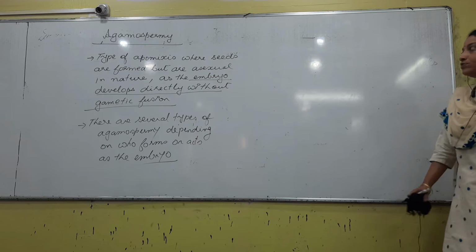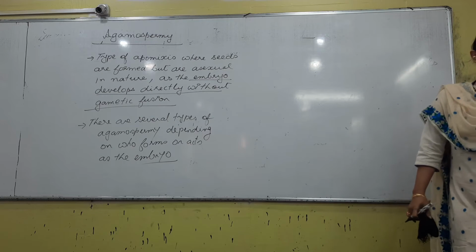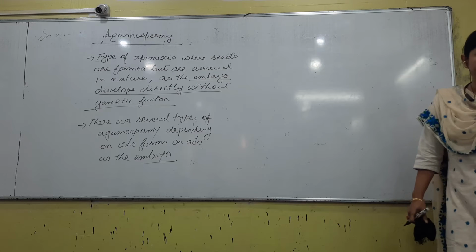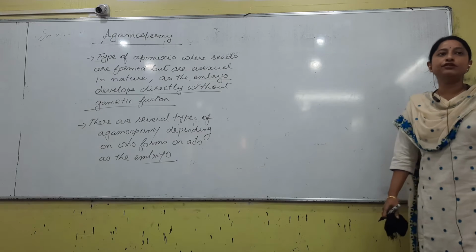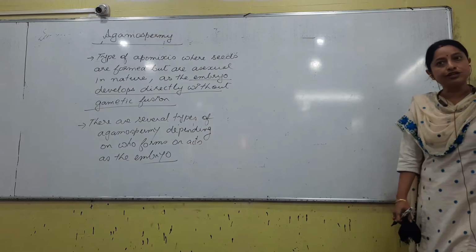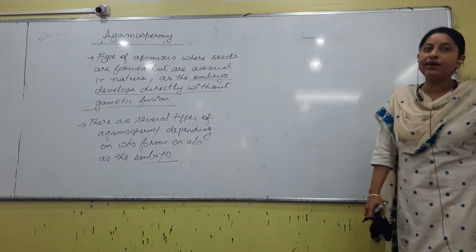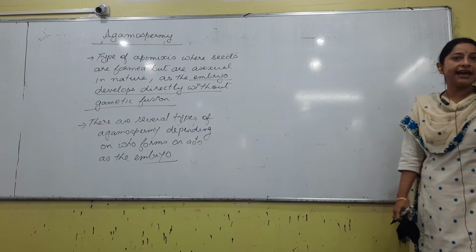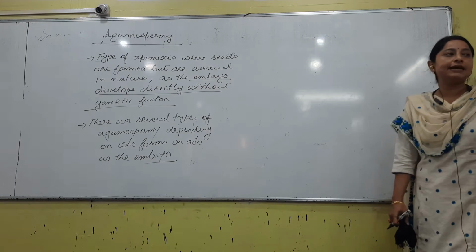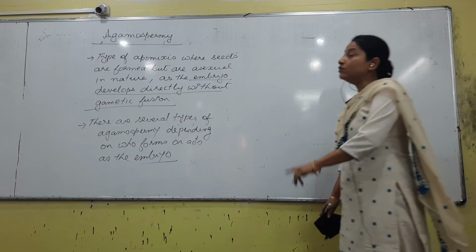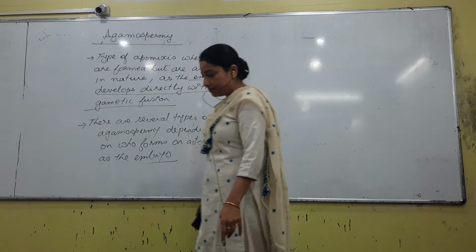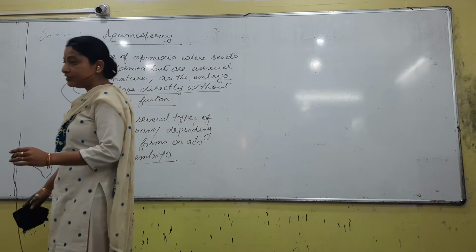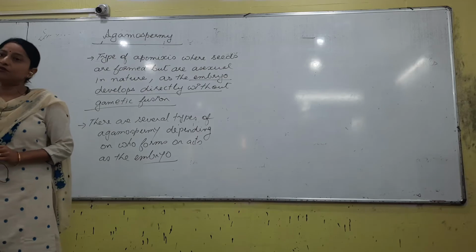So what is agamospermy? It is nothing but apomixis. If you are talking about apomixis, obviously seeds would be produced, but seeds would not be produced because of gametic fusion, right? There is no zygote formation, but the embryo forms directly. Depending on who forms or acts as the embryo, we have different types of agamospermy. Agamospermy is something that is seen not only in angiosperms, but also in certain types of lower plants.